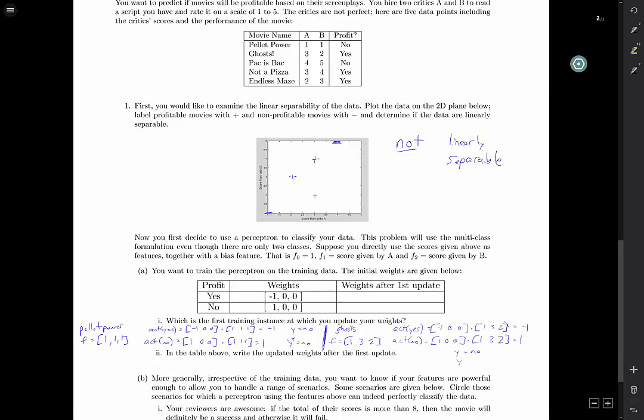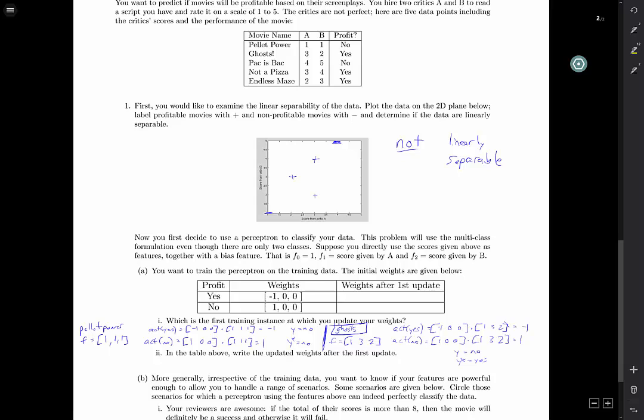But then I look and I see that y star equals yes. So they don't equal each other, which means we're going to do an update. So the first training instance we do an update on is ghosts. Now in part II, they say in the table above, write the updated weights after the first update.